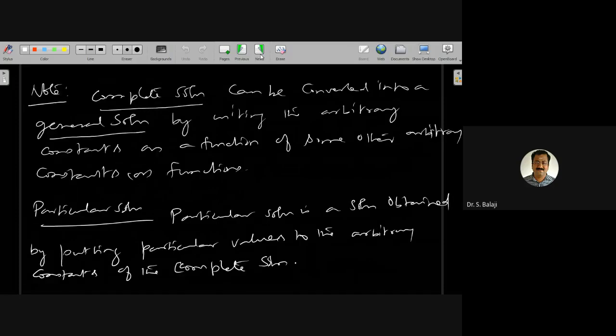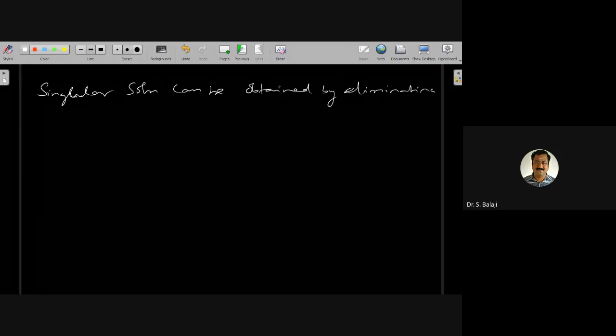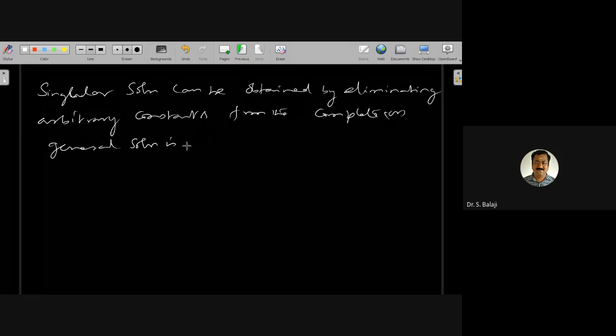Then how can we get the singular solution? We already know the envelope idea. The singular solution can be obtained by eliminating arbitrary constants from the complete or general solution. That is the idea we can follow.